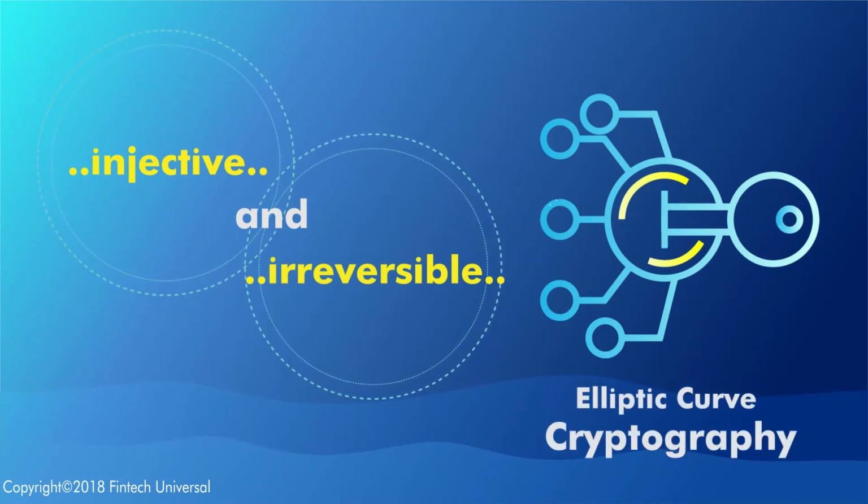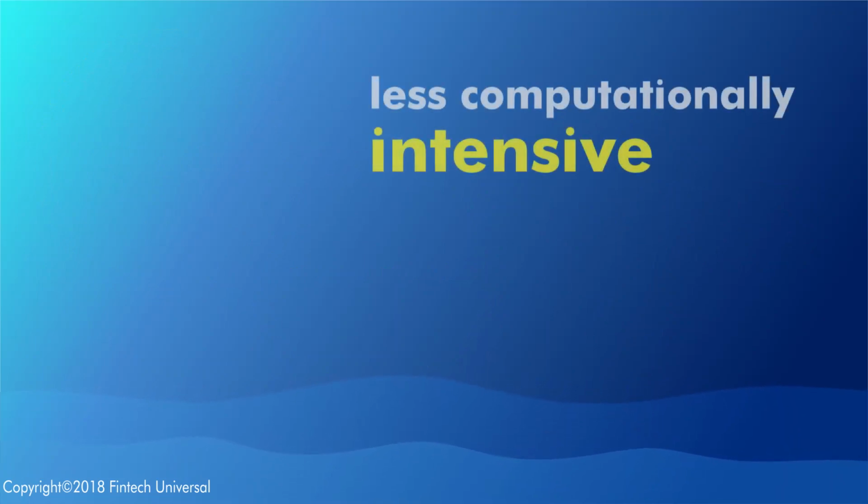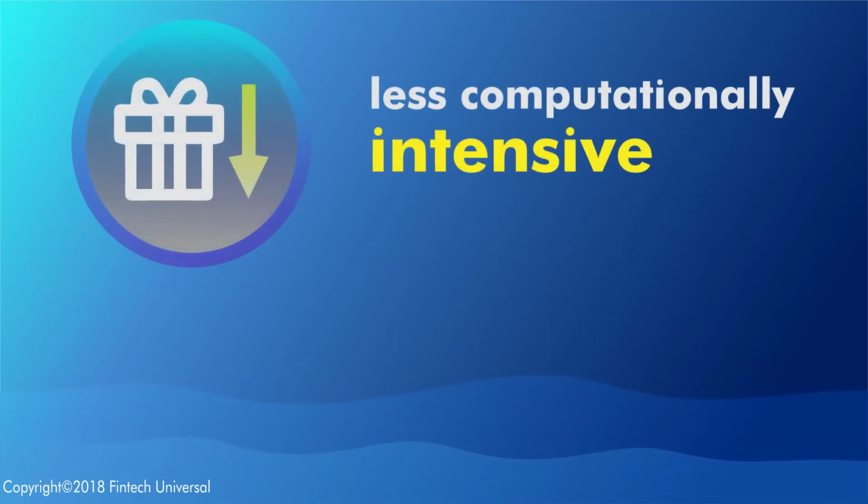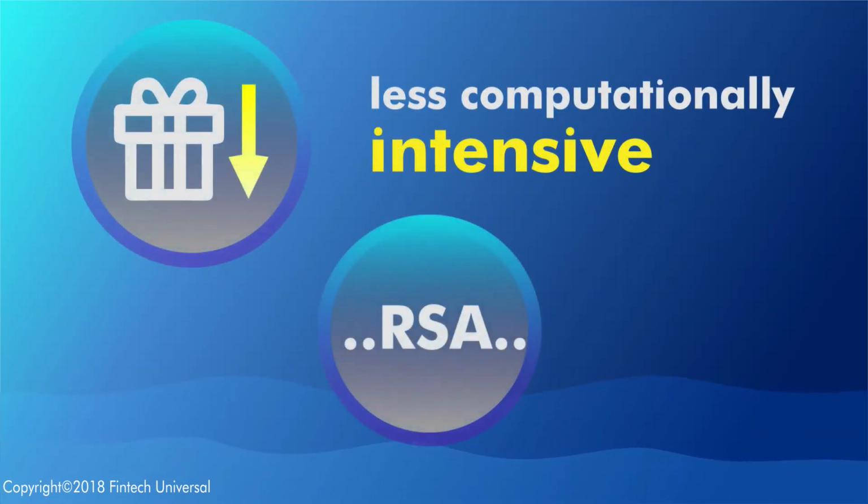Elliptic curve cryptography uses a different class of functions that are less computationally intensive than those used in RSA. It has been getting attention from computer security experts as a possible replacement for RSA. Elliptic curve cryptography is the implementation of choice in Bitcoin.